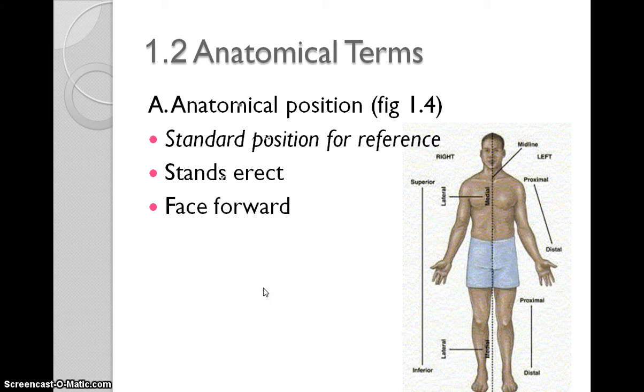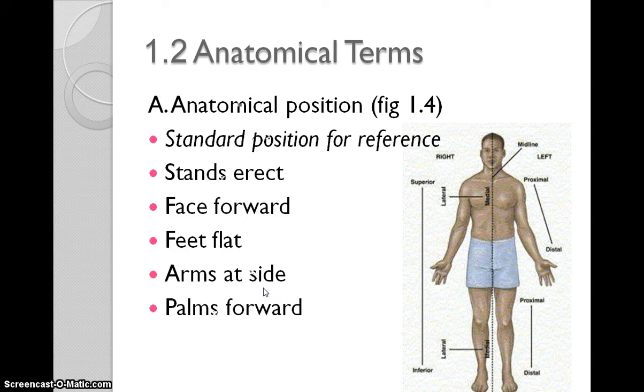Notice that the person is standing straight upright, facing forward, with the feet flat on the ground. The arms need to be at the side, and most importantly, the palms need to be facing forward. That puts all of the areas of the arm in the correct position for reference. So this is standard anatomical position.